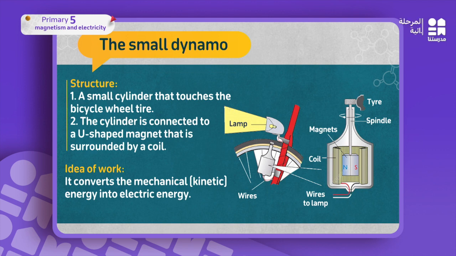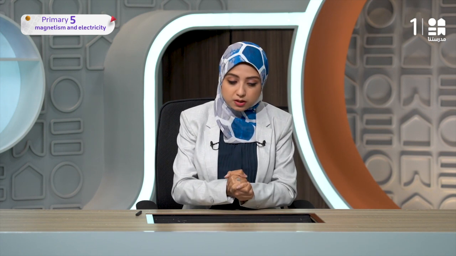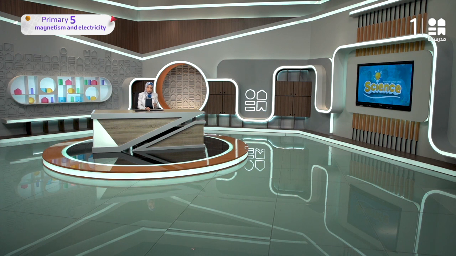We use it in the bicycle. Its structure is a small cylinder that touches the bicycle wheel tire. The cylinder is connected to a U-shaped magnet that is surrounded by a coil. When the bicycle moves, the cylinder turns, and the magnet inside it turns too. The magnet turns around the coil, generating a small amount of electricity to light the bulb of the bicycle.